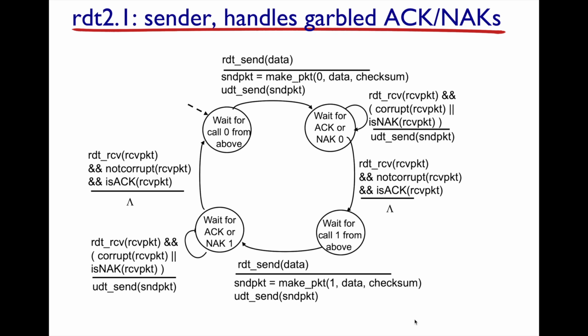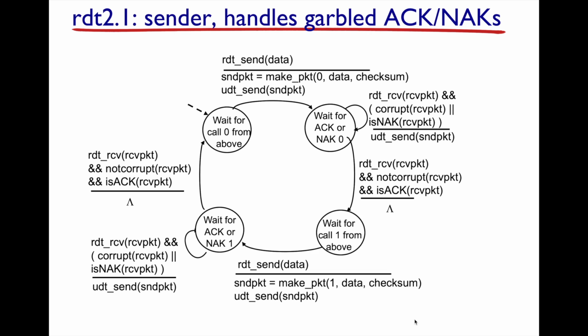If it's a NACK and it's not corrupt, well, that means that the receiver didn't successfully receive what you sent it. In both of those cases, you're going to resend from that stored packet that you stored away when you first did that make packet. So you end up resending packet stamped 0, same checksum, same data. Does that make sense? Any questions about this?